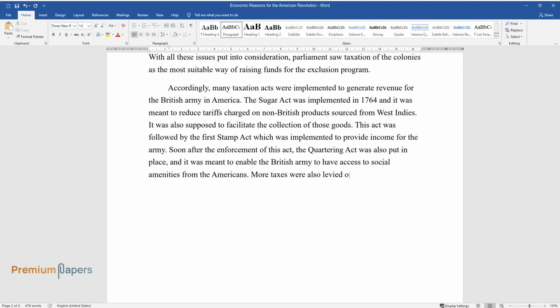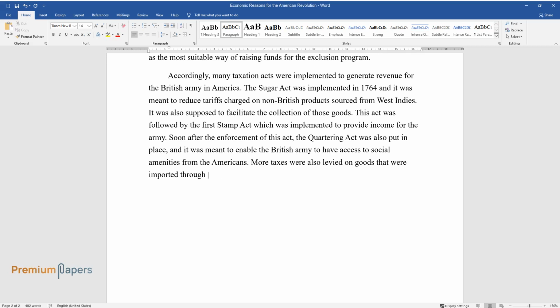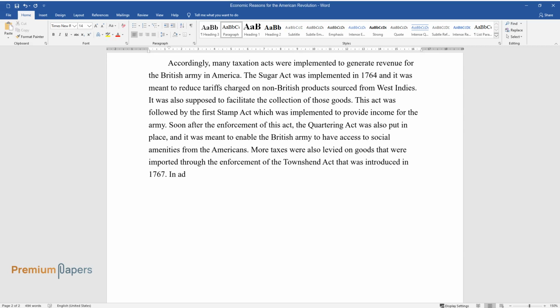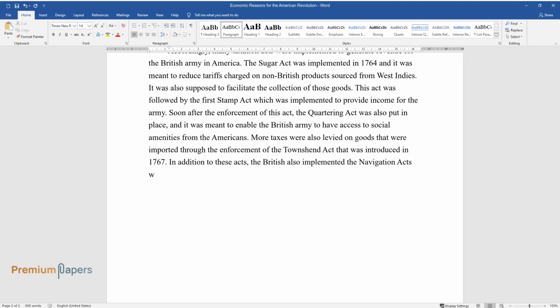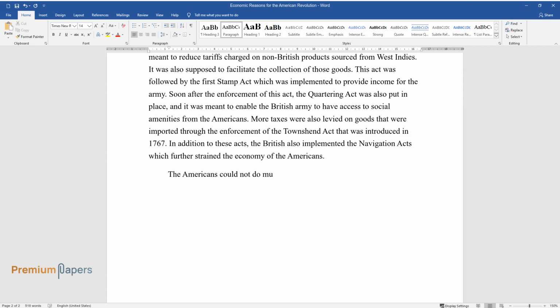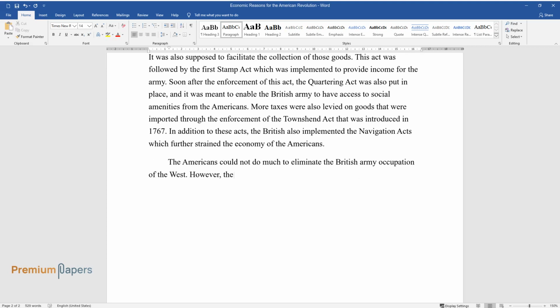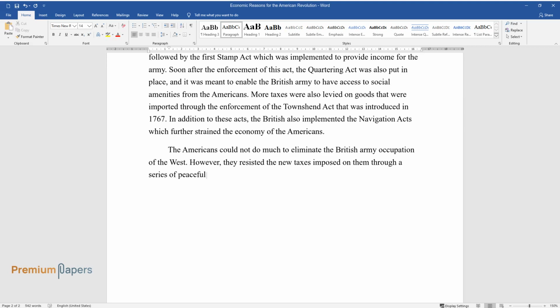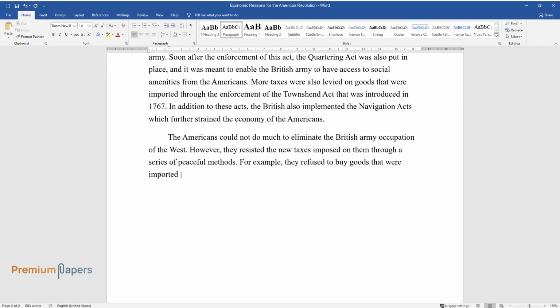More taxes were also levied on goods that were imported through the enforcement of the Townshend Act that was introduced in 1767. In addition to these acts, the British also implemented the Navigation Acts, which further strained the economy of the Americans. The Americans could not do much to eliminate the British Army occupation of the West. However, they resisted the new taxes imposed on them through a series of peaceful methods. For example, they refused to buy goods that were imported from Britain.